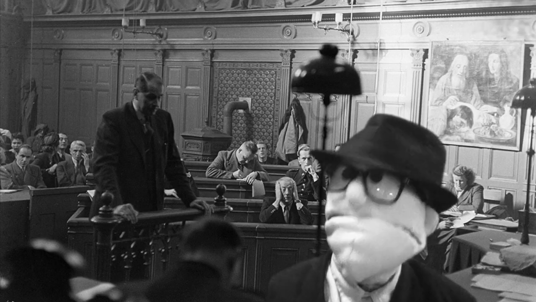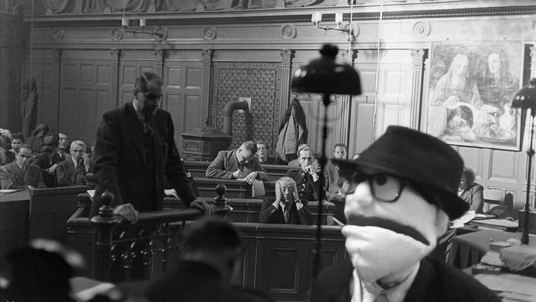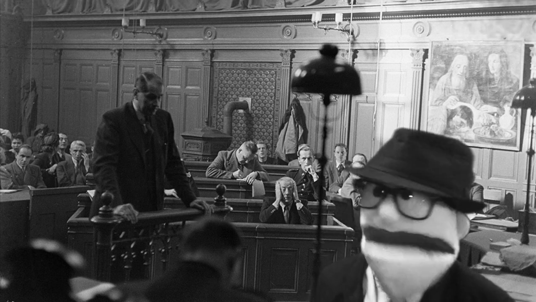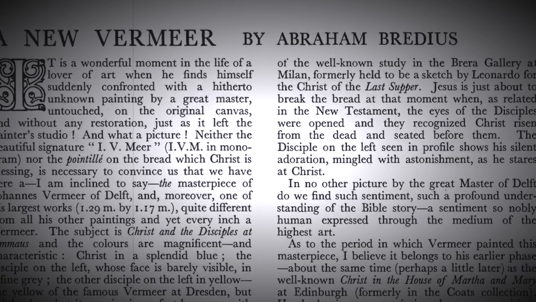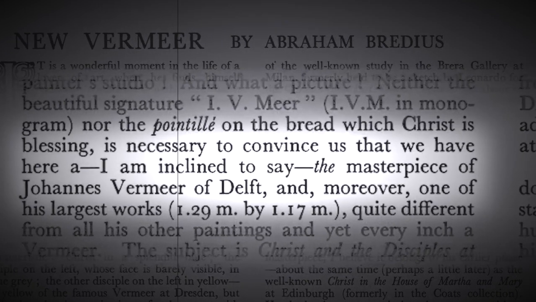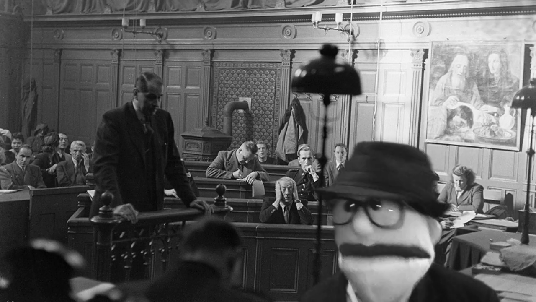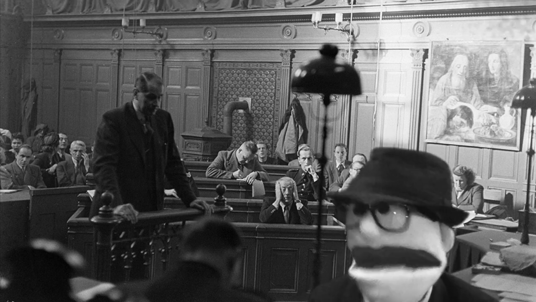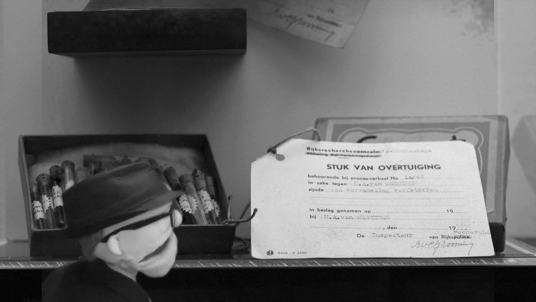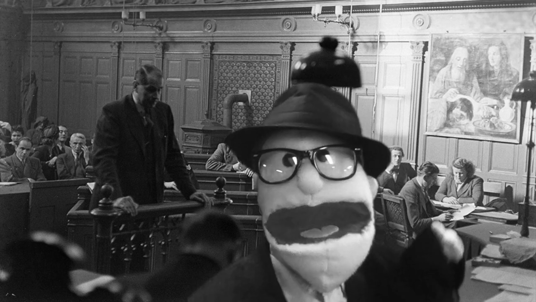Yes, that's true, but the art historians wanted them to be Vermeers because we only have 35 that we know of, and they were desperate to find more. They desired it more than anything. Look at this writing here. In this clip we see art historian Abraham Bredius, and I quote, says that we have here, I am inclined to say, the masterpiece of Johannes Vermeer of Delft, and moreover, one of his largest works ever. Van Meegeren didn't have to convince them that this was a Vermeer. They had already convinced themselves. All he had to do was convince them that these were the right materials from the right time. And that's where he came up with making his own paint and finding old canvases to paint over.